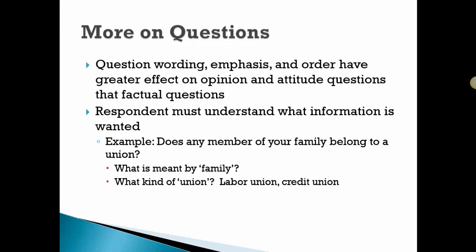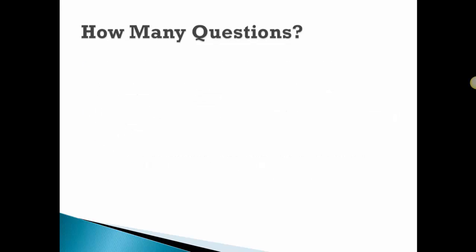Likewise, if they say no. If there are words that you're going to use that are not clearly understandable, you may want to put in parentheses, any member of your family, people living in your immediate household, belong to a credit union, a labor union.